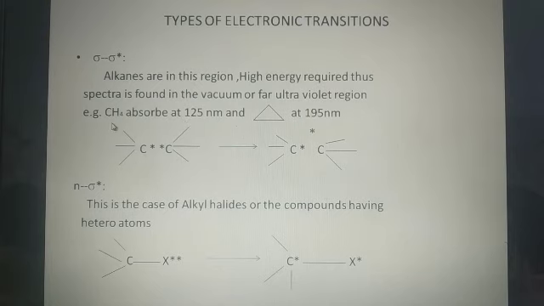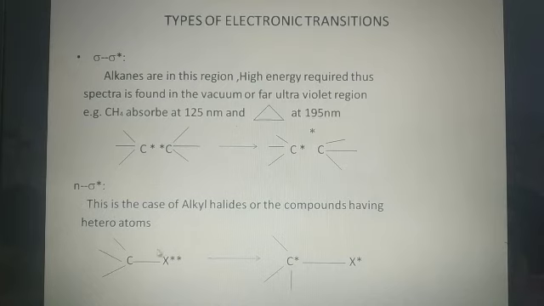Here I have shown that methane absorbs at 125 nanometer. As earlier said, the spectra below 200 nanometer is of no use because it is the far ultraviolet region or vacuum region. We need special techniques to take the spectra. So these are of no use. It means data below 200 nanometer is not represented. So whether it is absorbing at 125 nanometer or at 195 nanometer, these lines are of least concern.